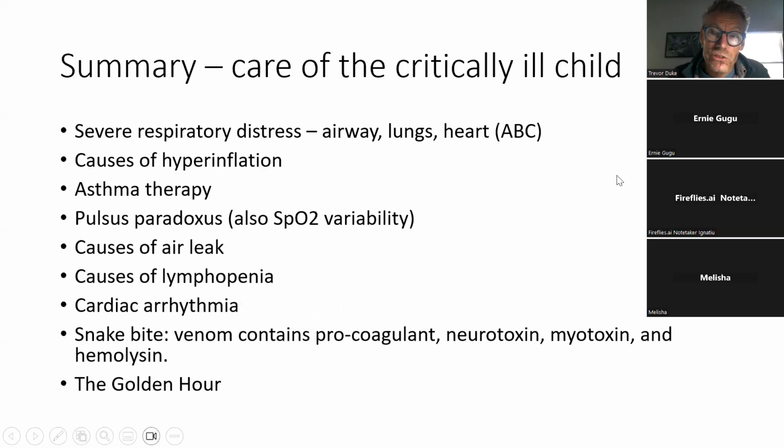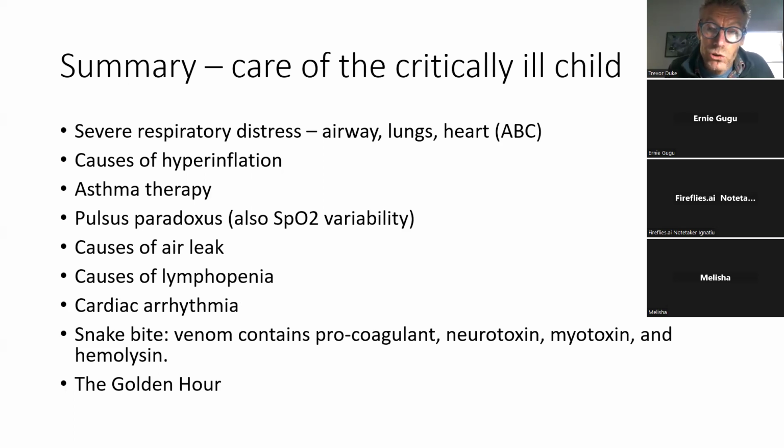So look, just in summary, that was the 4 cases. I thought they were interesting and varied, and they demonstrate multiple different things. Firstly, when we see a child with severe respiratory distress, we can make an assessment by looking at their airway, their lungs, and their heart, because sometimes it'll be a heart problem, sometimes a lung problem, sometimes an airway problem, and really trying to understand those things.